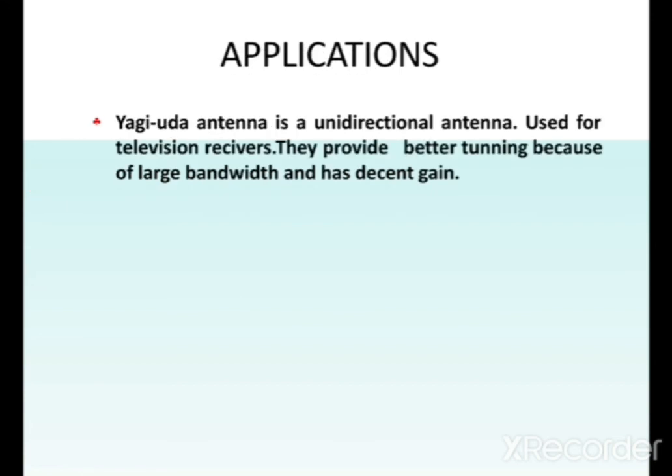So now, what are the applications? Generally, the Yagi-Uda antenna is a unidirectional antenna. We already know that it is used for TV reception. It provides better tuning because of the larger bandwidth and has a decent gain. It is mostly used for TV reception only, and where a single frequency application is needed.